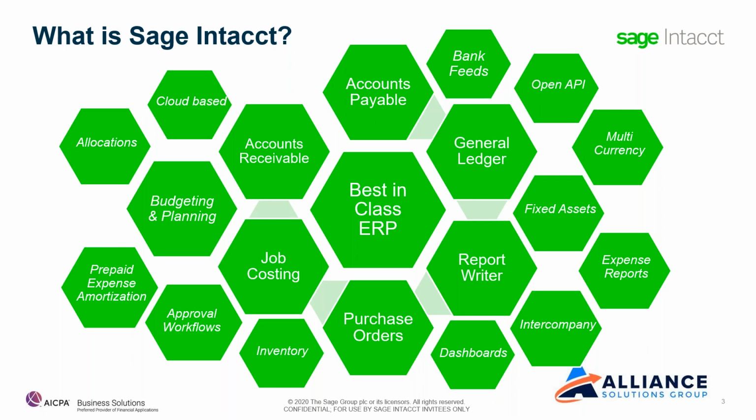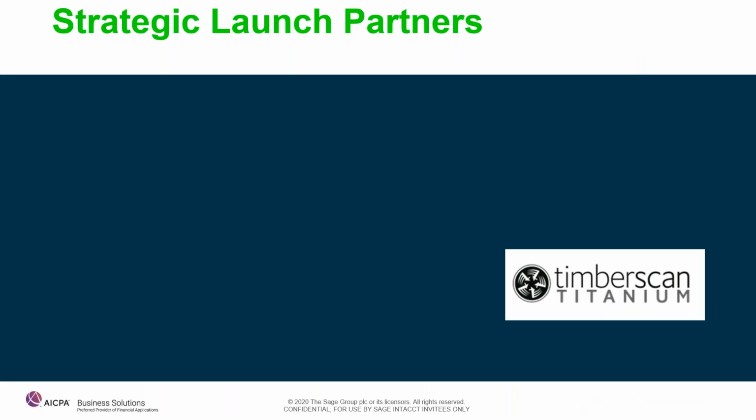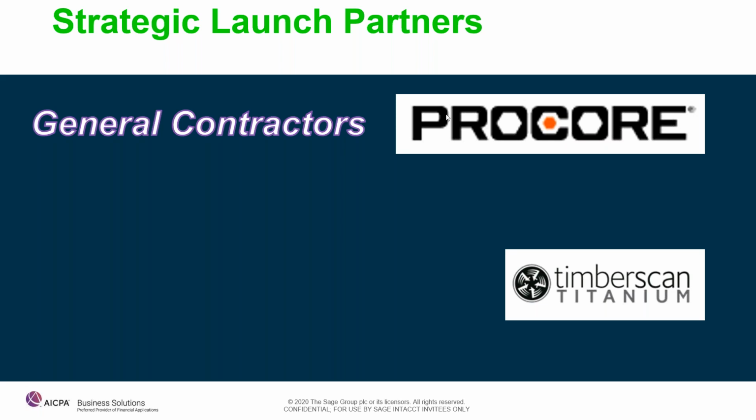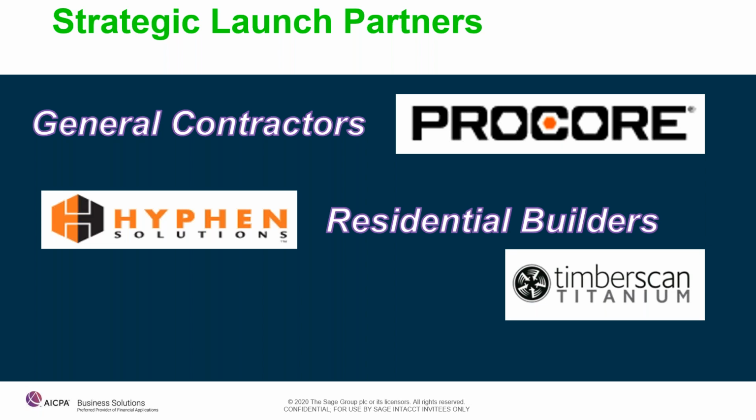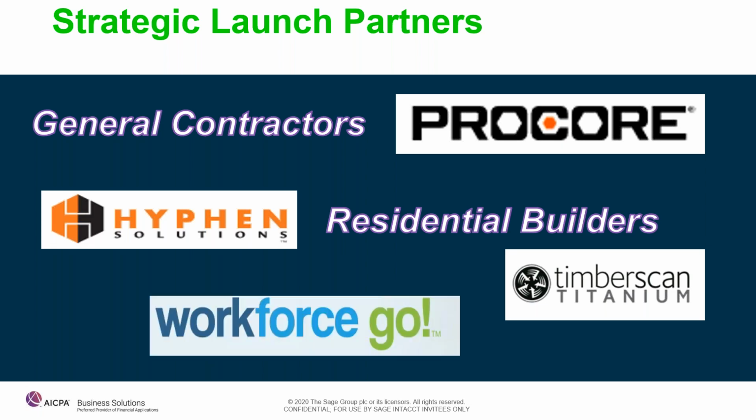In turn, for the construction edition that they released in March of last year, they've also partnered with some strategic partners, such as TimberScan. So for those of you that are familiar with TimberScan from using it with Sage 300, they have a version that's called Titanium that works with Sage Intacct. We also have a partnership with Procore to integrate Procore in with Intacct. And for the residential builders, Hyphen Solutions to handle project management, and Workforce Go for managing payroll.